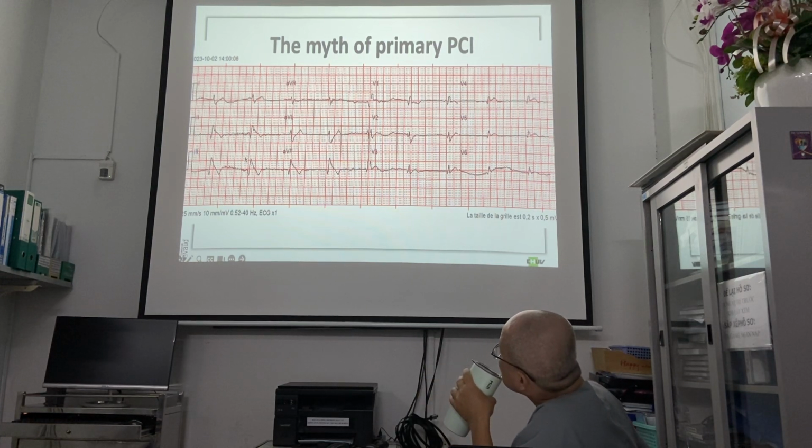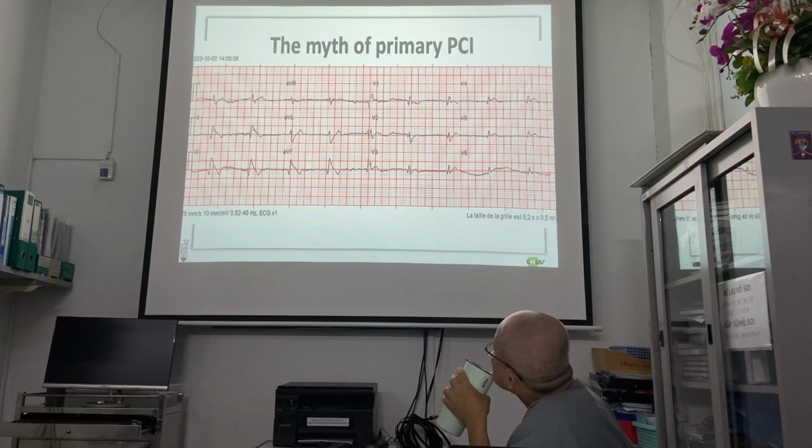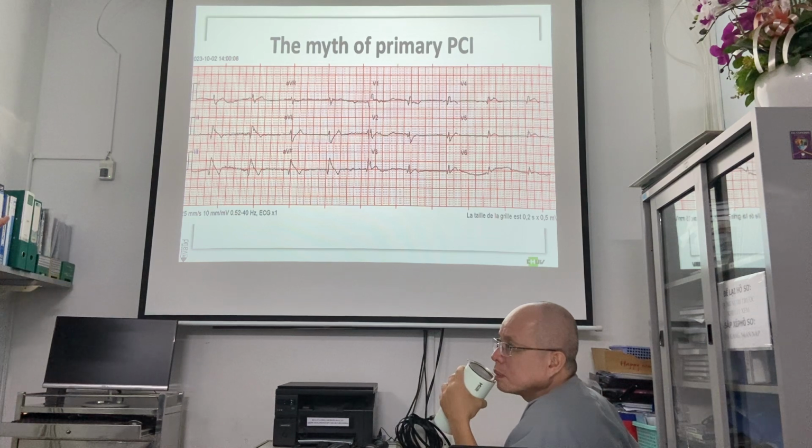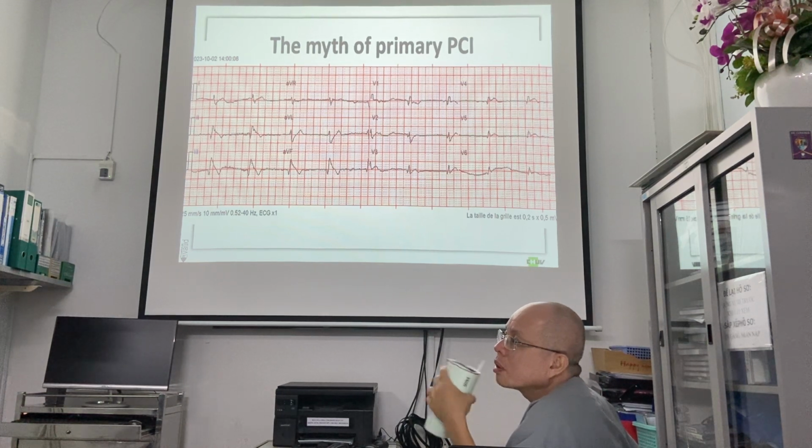It's a kind of nodal rhythm, like 60. He's probably a nodal escape, and it's probably an AV block. Okay, that's already not good. And I agree with you. Imagine we have an anterior MI, and we have almost right bundle branch block.